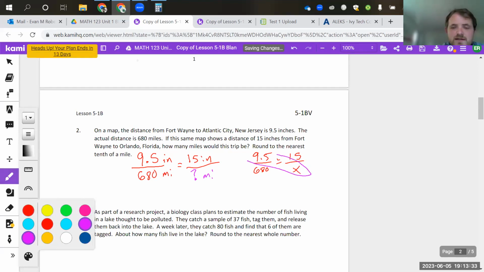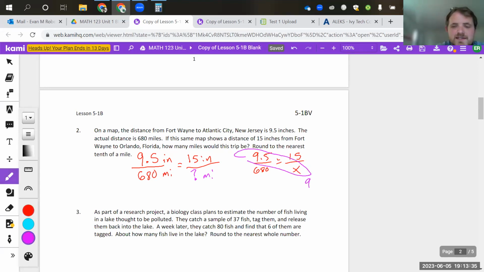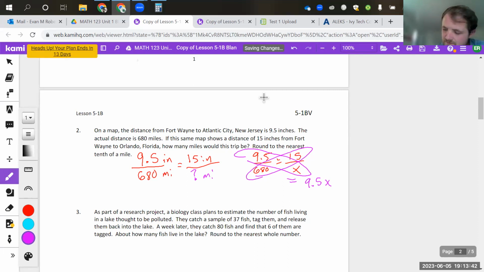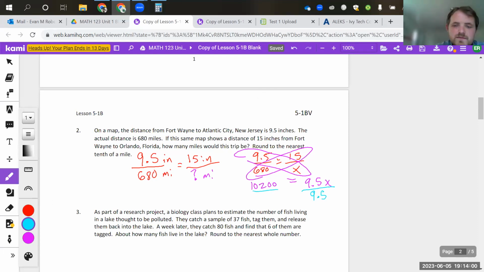So I'm going to cross multiply 9.5 times x. So 9.5x equals 680 times 15, which is a number that I don't know. 10,200. And now I'm trying to divide by 9.5 on both sides so that I can get that x alone.